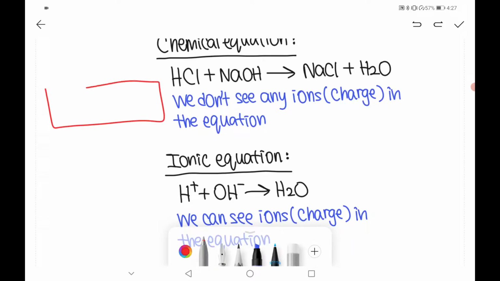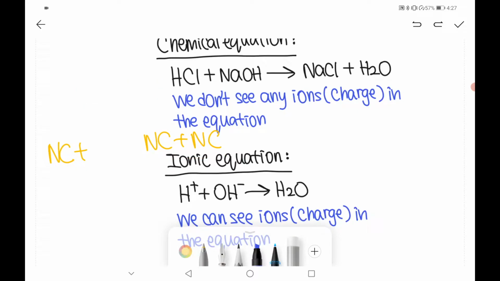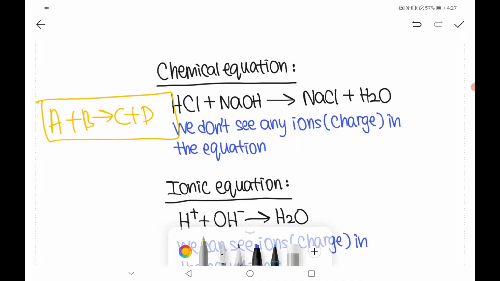If you are given an equation and you don't see any charge at all, like this one, no charge, no charge, they react and form no charge and no charge. Or maybe I put in a better symbol: A plus B becomes C plus D. If in this equation you don't see any charge at all, this is a chemical equation.